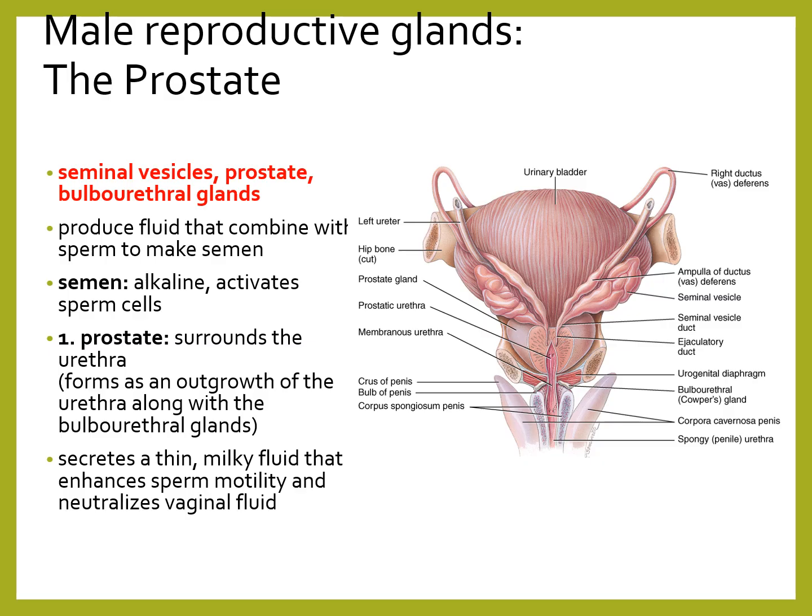Let's start with the prostate. It surrounds the urethra. It actually forms as an outgrowth of the urethra along with the bulbourethral glands. So urethra, prostate, and bulbourethral glands all have the same embryologic origin. Its secretion is thin and milky.